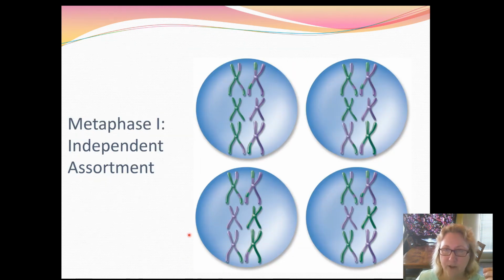The second thing that increases genetic variation is what we call independent assortment. Independent assortment is how those pairs of chromosomes line up during the first metaphase. So it could be that all of the paternal ones are going to go one way and all the maternal ones are going to go the other way, but it could be any combination of those as well. So they line up randomly, the pairs of homologous chromosomes, and when they separate to reduce the chromosome number by half, which way they go is random.